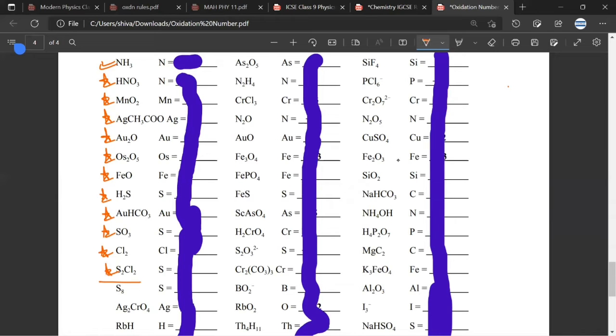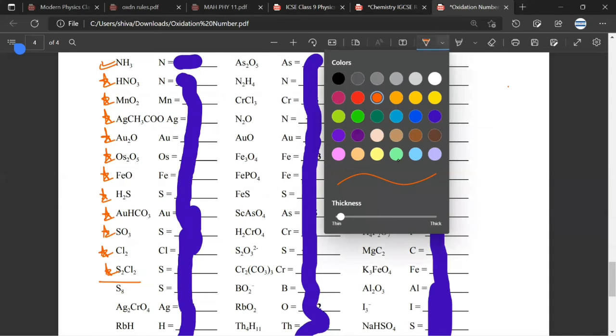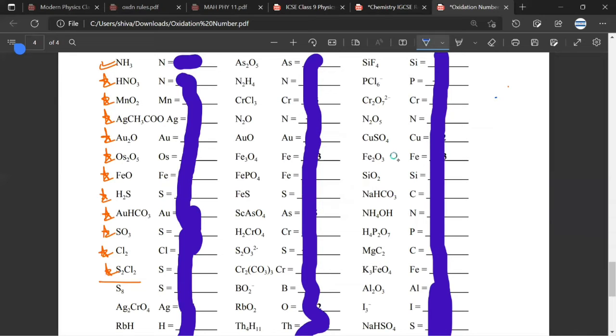They have mentioned the element for which they want the oxidation number. So for example, they want the oxidation number of N, Mn, Ag, Au, Os, Fe. Try to do it. We'll discuss in a few minutes. I need a periodic table for this. Can you Google the periodic table, or you can refer to your textbook, or Google the periodic table any way you like.